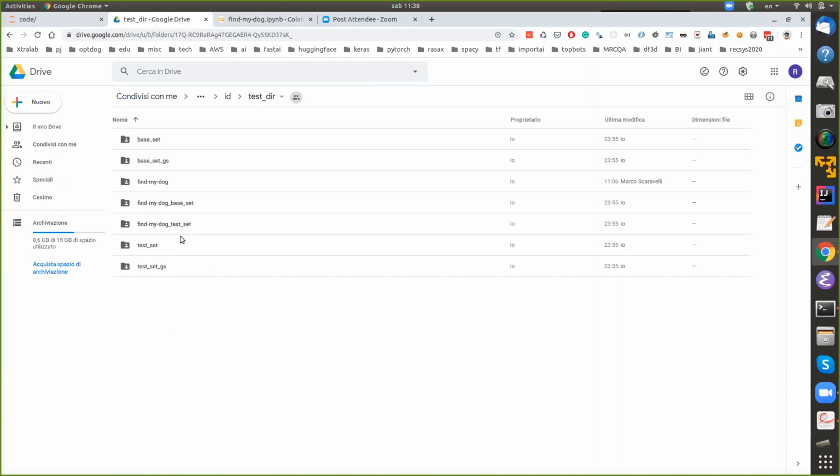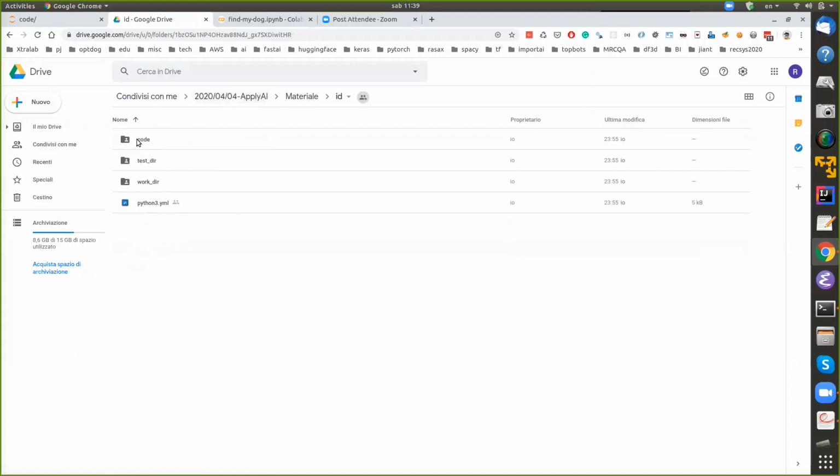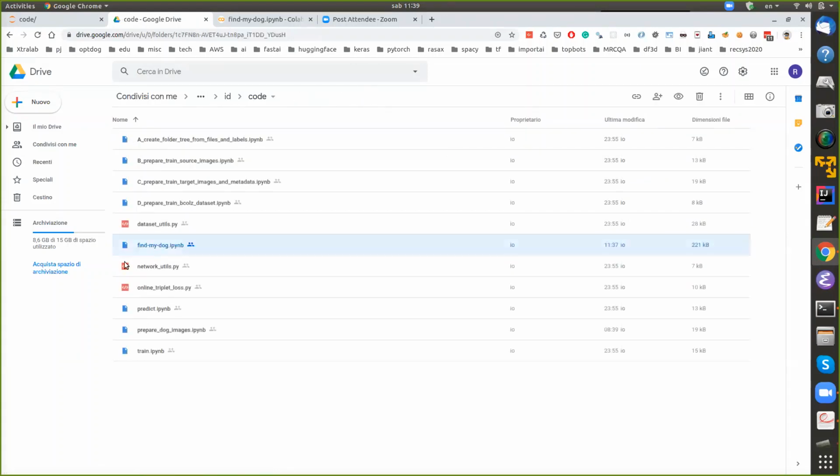Another way is also to try to use not the Find My Dog base and test set, but the general base and test set, which includes more images. And if you would like to use the general base and test set, instead of running Find My Dog, you could run Predict. Predict should already use by default images from the larger archives that I uploaded for the exercise.